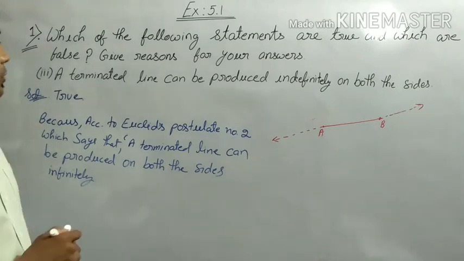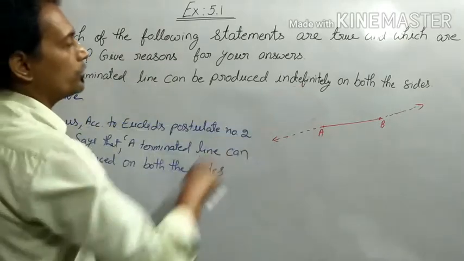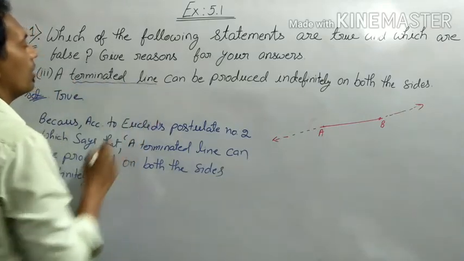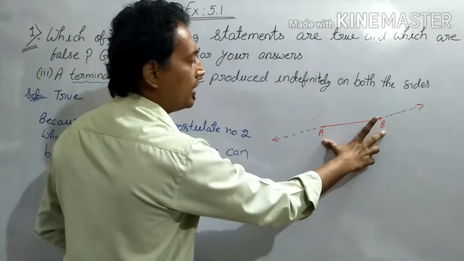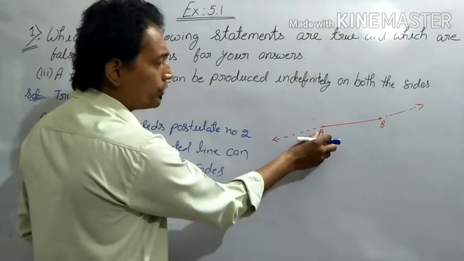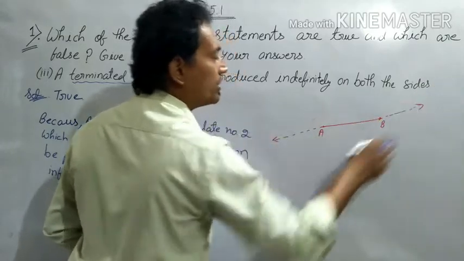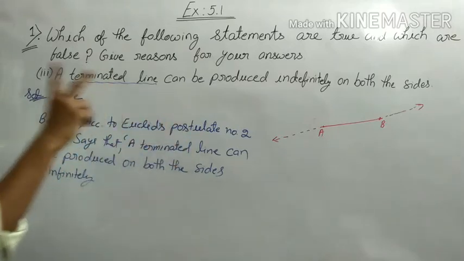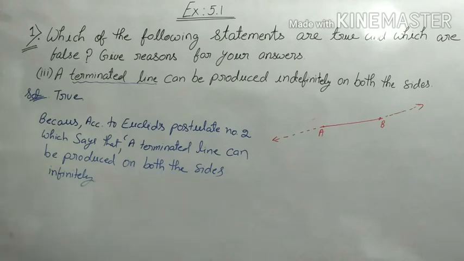Okay, so let's once again revise it. The statement says the terminated line can be produced indefinitely on both the sides. A terminated line means a line segment. So we have taken the example, this is the line segment AB, and it can be produced indefinitely on both the sides. So the statement is true because according to Euclid's postulate number 2, a terminated line can be produced on both the sides infinitely.